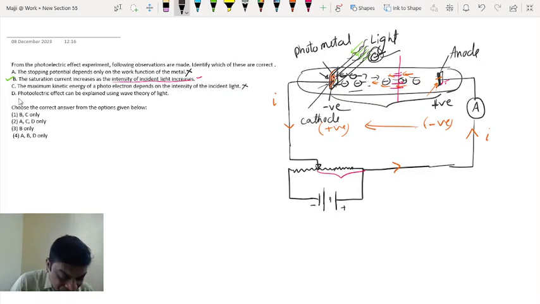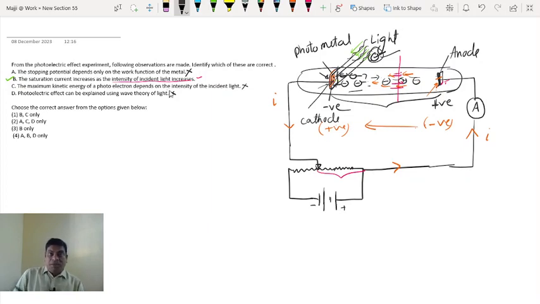Then coming to statement D, photoelectric effect can be explained using wave theory. In fact, in the class 12th book, it has been clearly mentioned why wave theory was rejected, or why Albert Einstein's photoelectric equation was accepted here. In fact, I think many of you students don't know that Albert Einstein was awarded the Nobel Prize not because of his theory of relativity, but rather for this explanation of photoelectric effect which he gave.